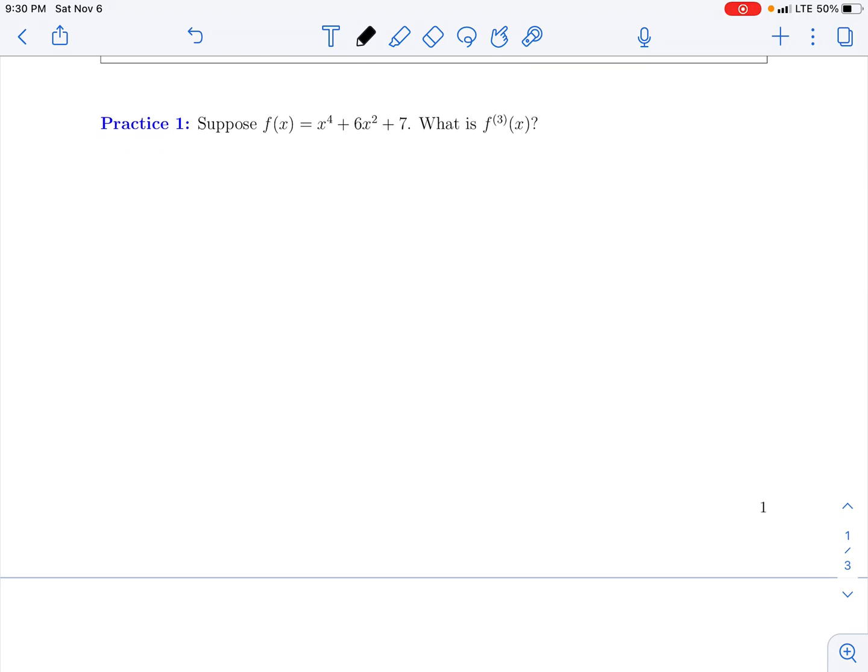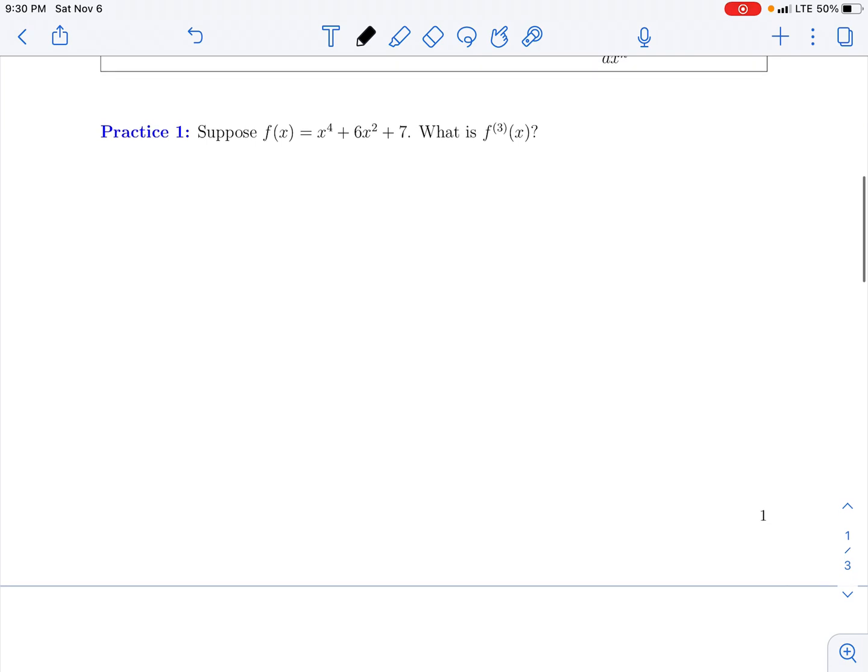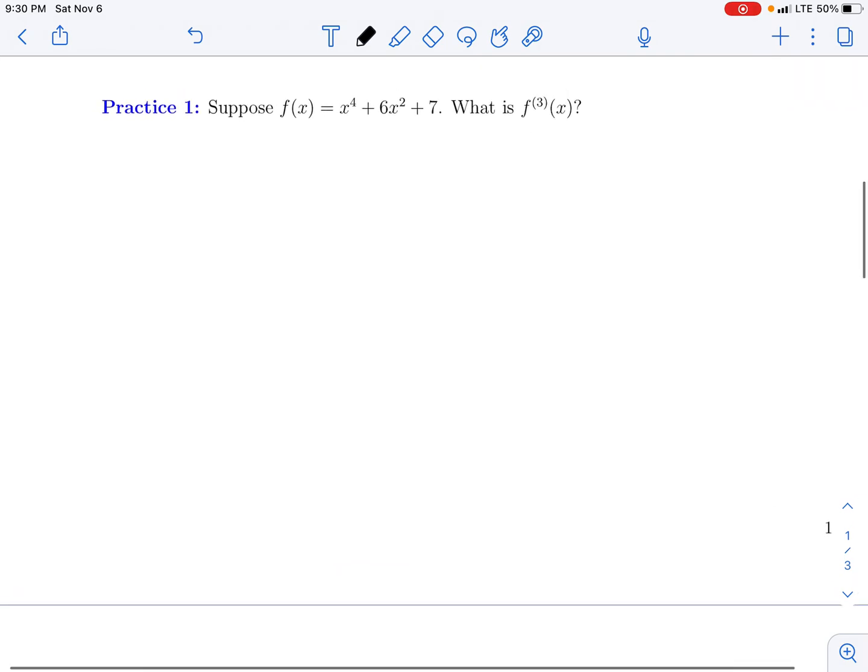Okay, so let's do an example. Suppose that my function f is equal to x to the fourth plus 6x squared plus 7. What's the third derivative of f of x? Okay, so first I want to just compute the derivative function. Because if I want to find the third derivative, all I really do is compute the first derivative, and then once I get the first derivative, I take the derivative of the derivative function to get the second derivative. And then to get the third derivative, I take the derivative of the second derivative. Okay, so you'll see what happens here, but that's all that's really happening.